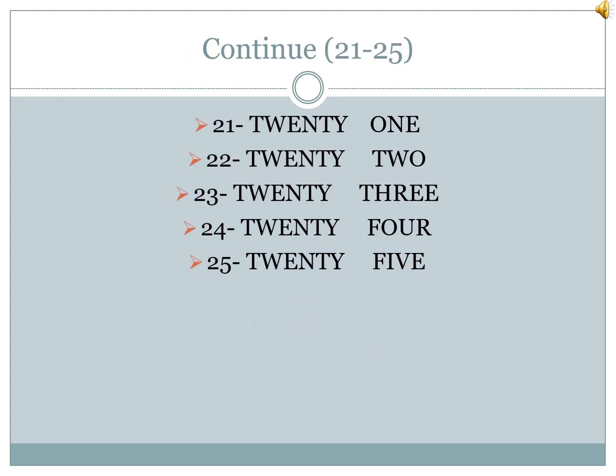Coming to 21, T-W-E-N-T-Y, 20 and 1, O-N-E, 1. You all know the spelling of 1, 2, 3, 4, 5 by now. So we will add 20 and 1, 2, 3, 4 like that only. Okay. So 22, T-W-E-N-T-Y, 20 and T-W-O, 22.